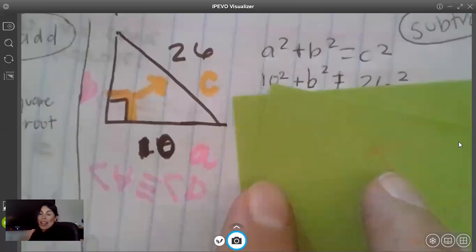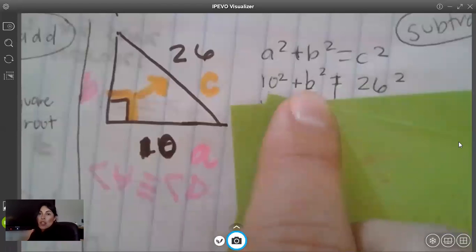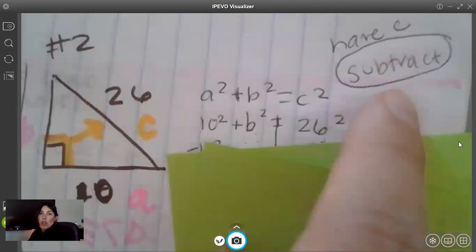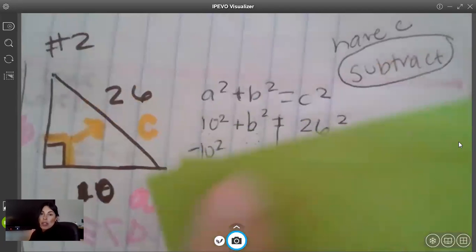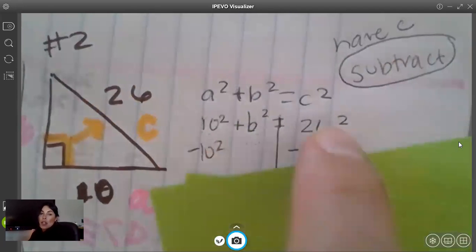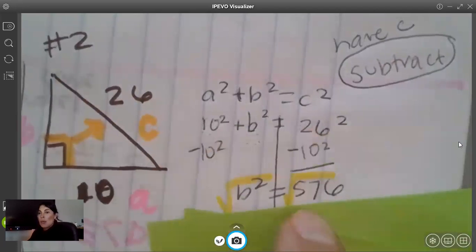So I cannot add this number and this letter. I just can't. So because you can't add those, you're going to have to subtract. When you have the C, you're going to have to subtract. So it'd be minus 10 squared to both sides. This is not 26 minus 10 is 16. This is 26 times 26 minus 10 times 10. So when I do that, I put that in a calculator.